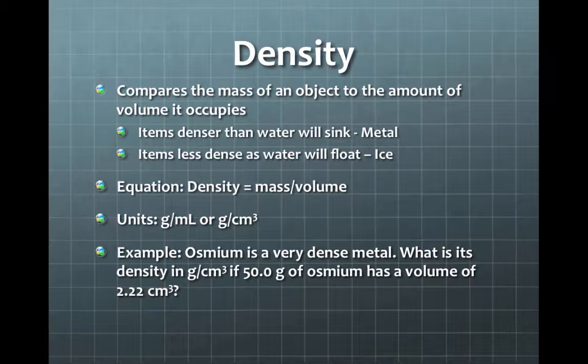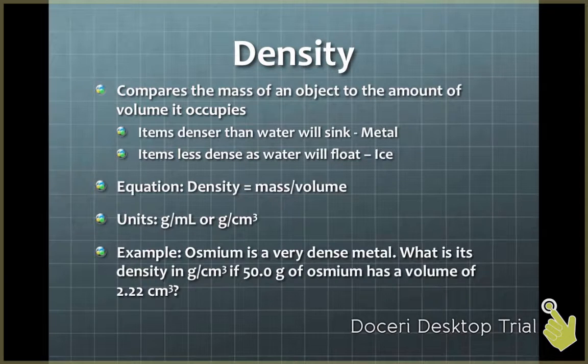So in order to solve for density, we need an equation. To find density, you're going to take your mass and divide it by your volume. And we can get a few different units. We can have grams per milliliter, which is usually when we have liquids, or we can have grams per centimeter cubed, which is usually when we have solids, because volume for liquids is milliliters and volume for solids is centimeters cubed. So this is relatively easy. It's just a really quick math computation.